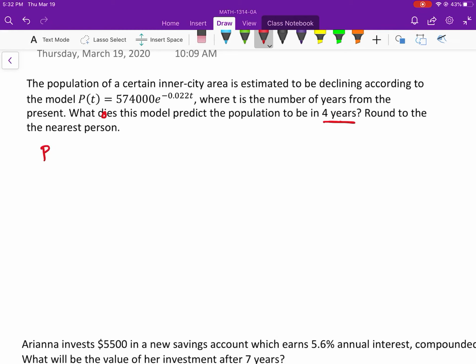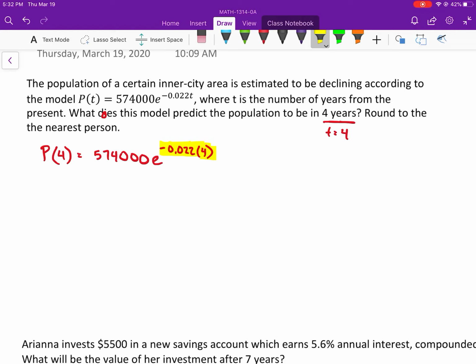Okay, so P of 4 equals 574,000 times e to the power of negative 0.022 times 4. Alright, so my first suggestion, because all we did was replace t with 4, since t was representative of time, would be to go ahead and make sure that you consolidate that exponent there. Okay, so let me get into my calculator here.